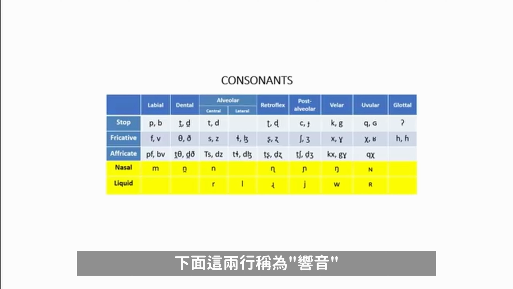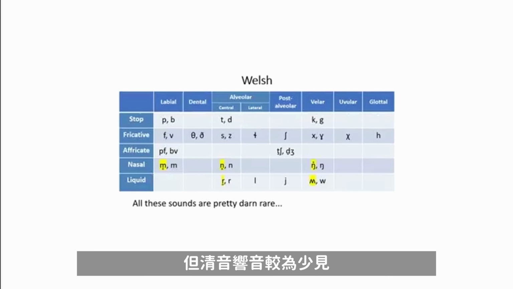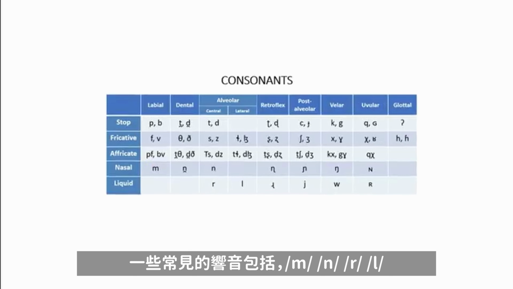These sounds are called resonants or sonorants. All languages in the world will feature at least some voiced resonants, but voiceless resonants are exceedingly rare. Among consonants, resonants include nasals like ma and na, and liquids like ra and la.